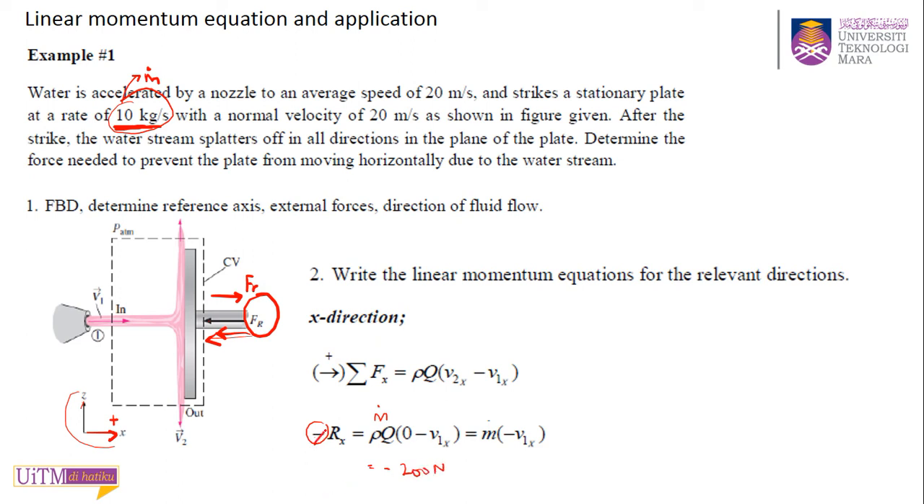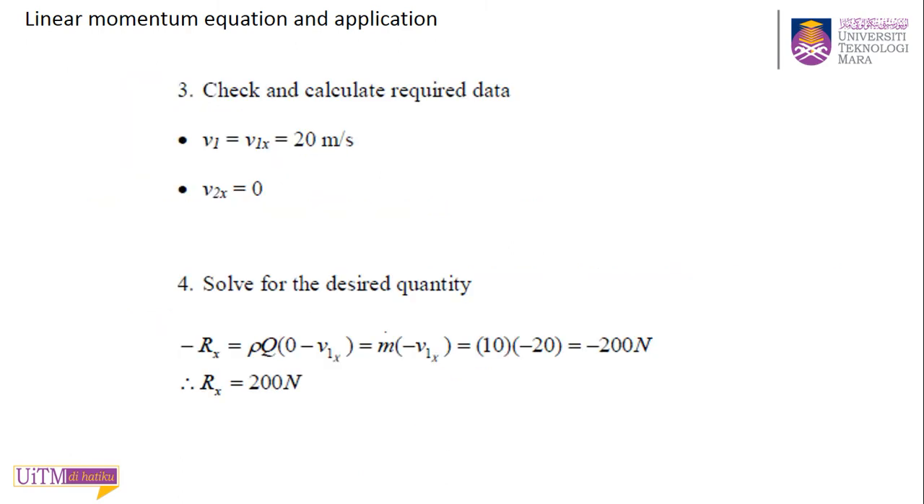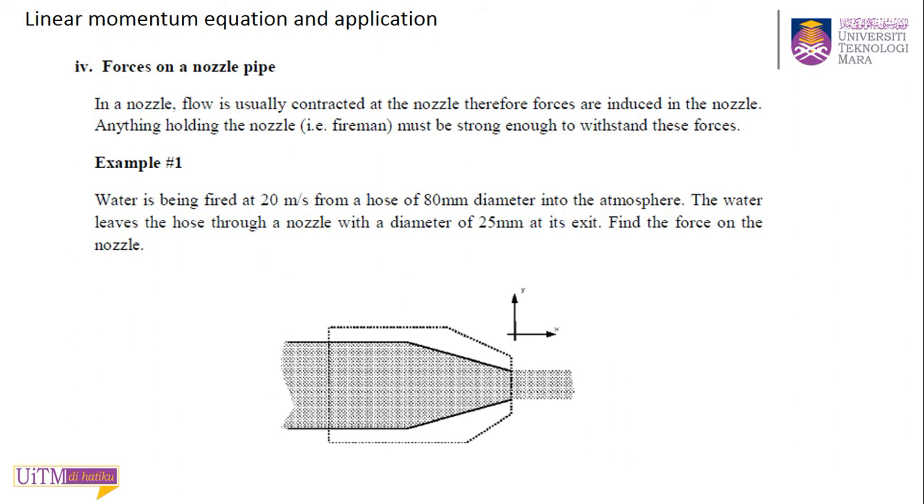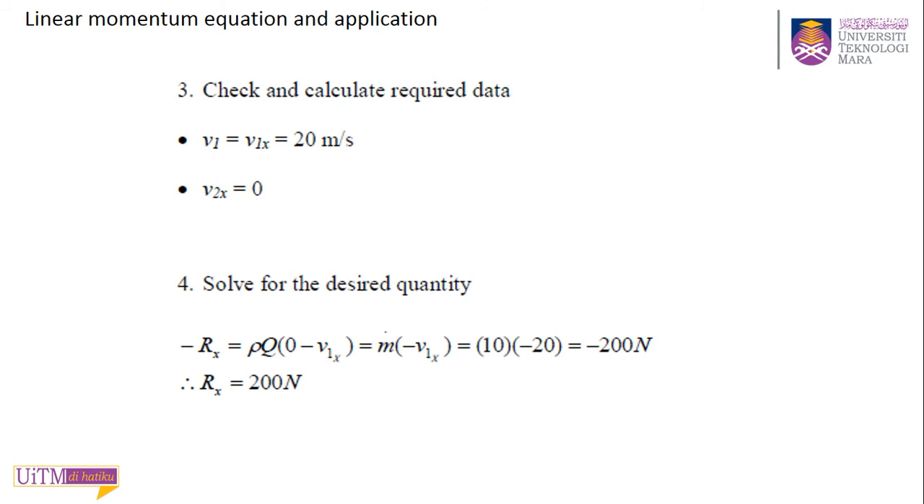Then this can be cancelled out. So that means your direction for this is right. The Rx should be acting to the left, so it's not negative, it's 200 Newton. Alright, so that's the third application.